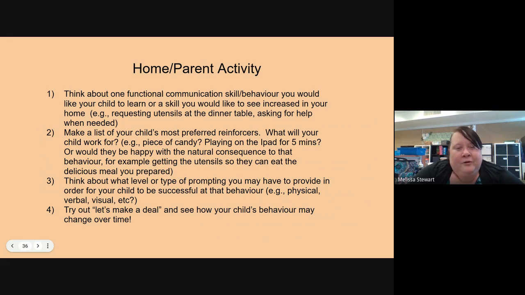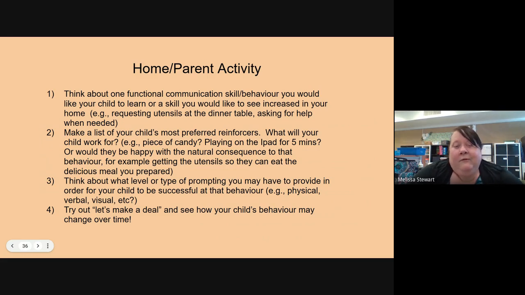Number two, make a list of your child's most preferred reinforcers. What will your child work for? Is it a piece of candy, playing on the iPad for 5 minutes? Or would they be happy with the natural consequence to that behavior? For example, they ask you for the utensils, and getting the utensils is really reinforcing for them because they can now eat that delicious meal that you prepared.